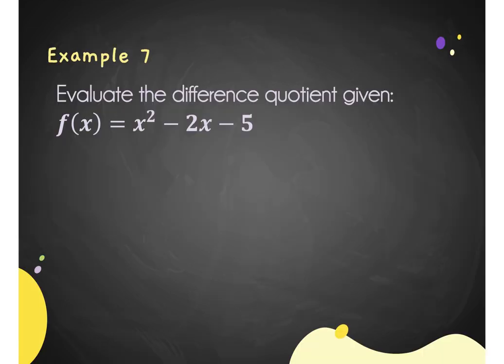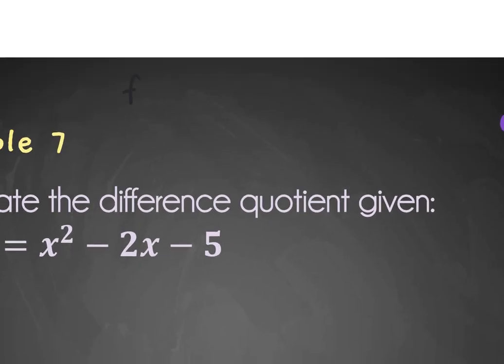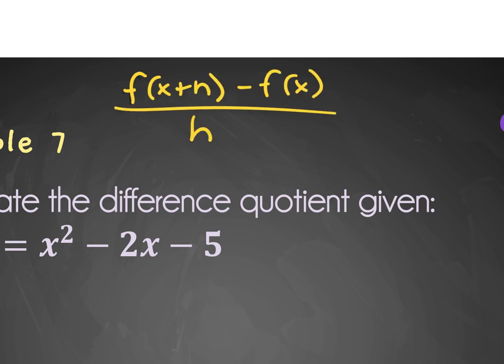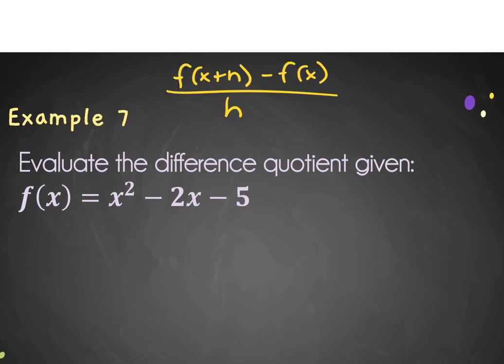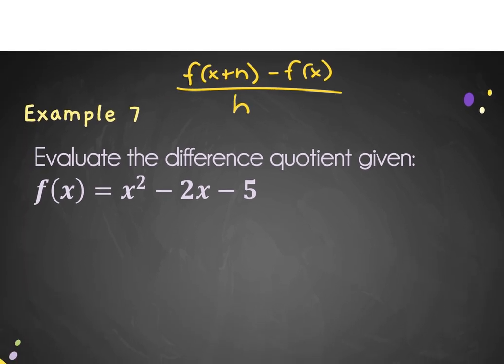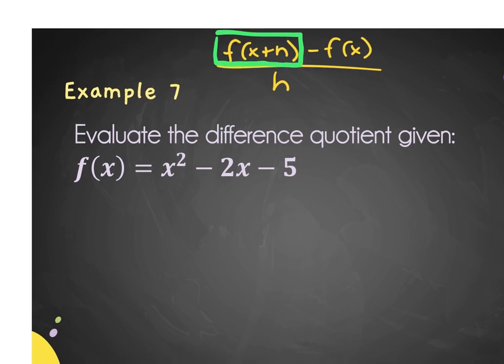So it starts with this. It says evaluate the difference quotient given f of x equals x squared minus 2x minus 5. So again, I'm going to write it so that we have it. f of x plus h minus f of x all over h is what we're going to do. And we're going to do it in stages. So the first thing we're going to do is the f of x plus h. So I'm going to find f of x plus h.